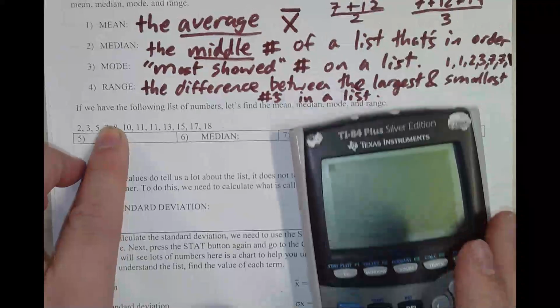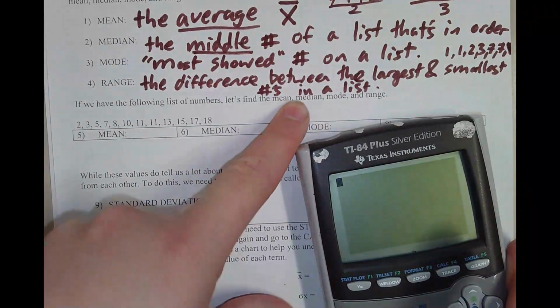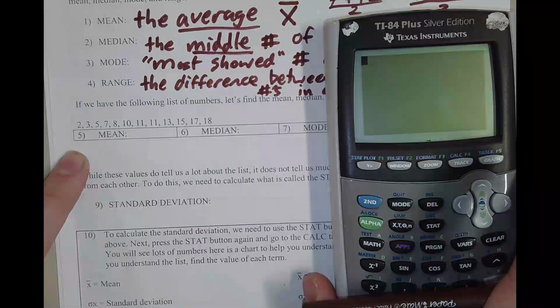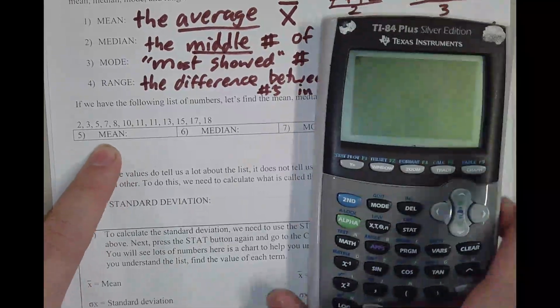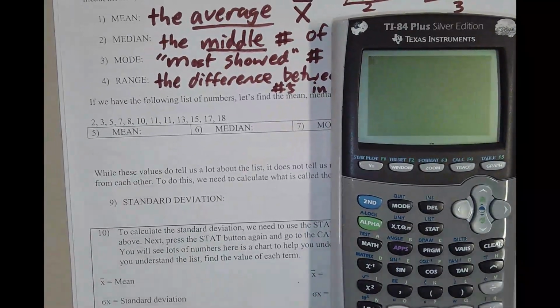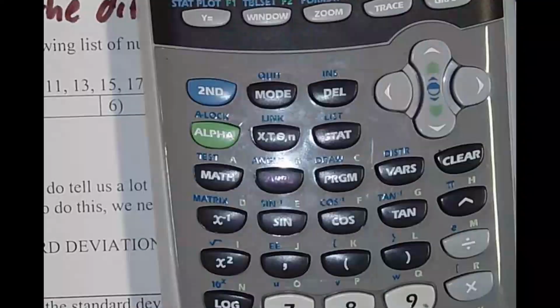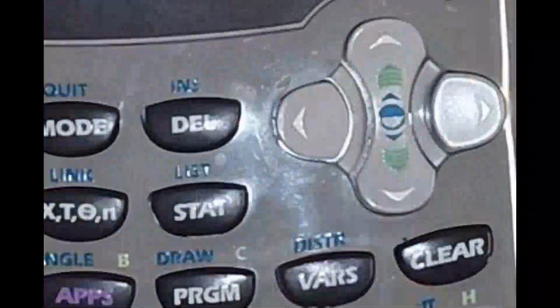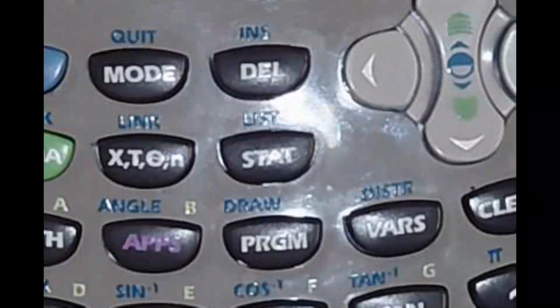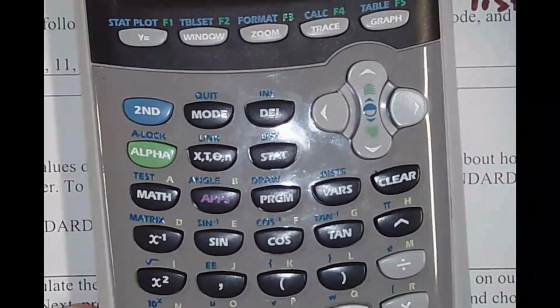Okay, so our first list of numbers, it says to find the mean, median, mode, and range. So what's the first thing I've got to do when I'm dealing with a graphing calculator, right? There's an important button on my graphing calculator. Which button is it? I'll zoom in so much to this that you're going to be like, oh, I think I know which button it is. Yeah, the button we're talking about is the stat button.